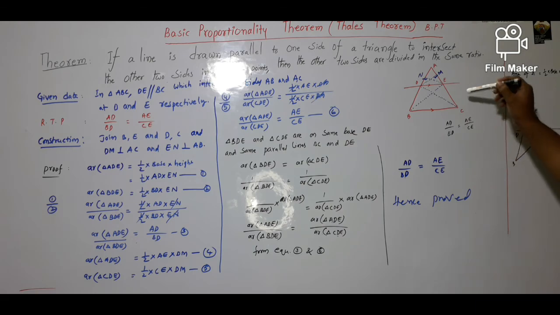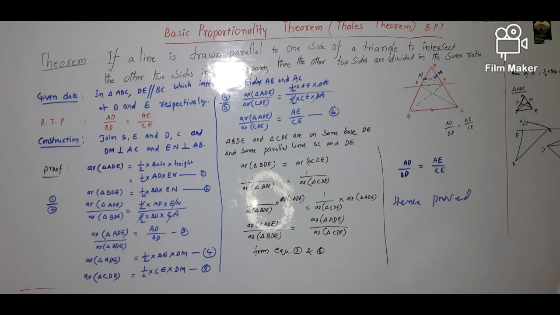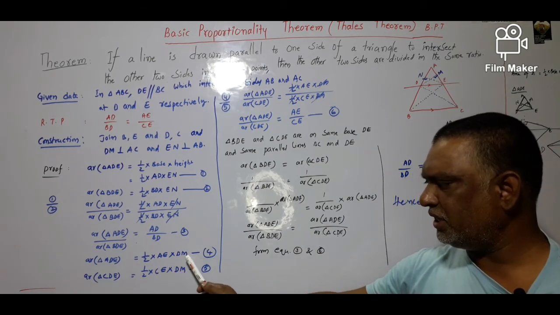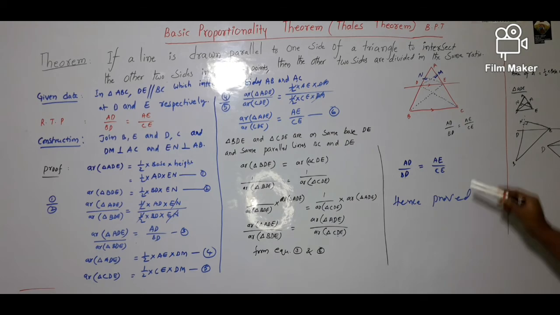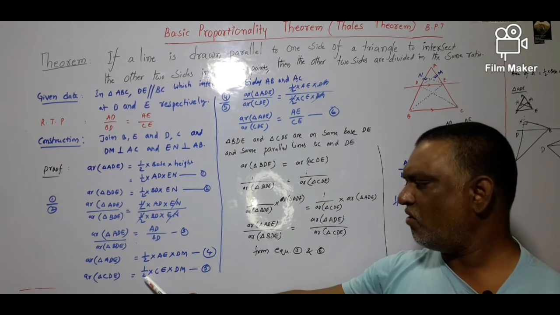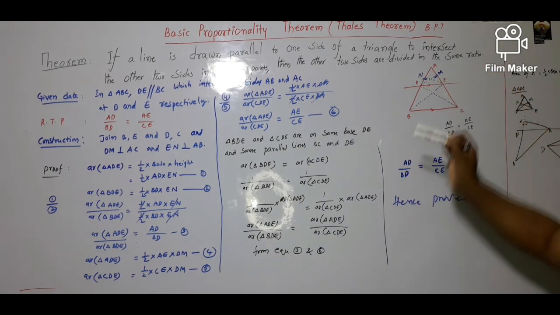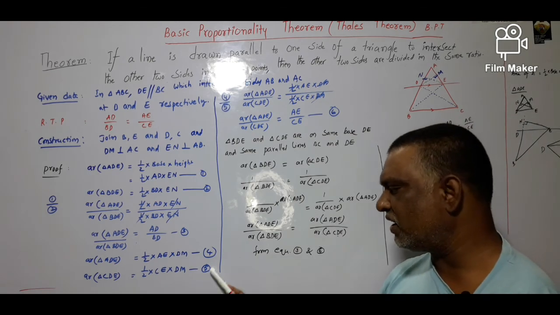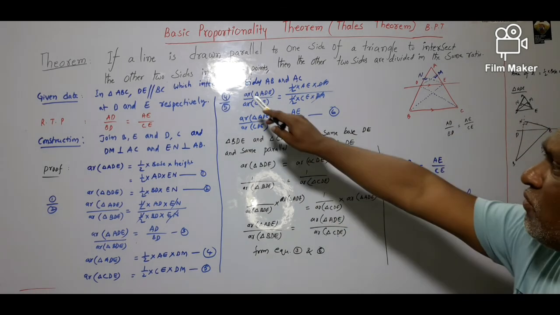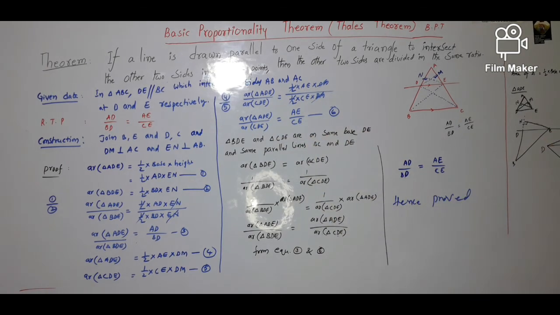Now take the area of triangle ADE: base is AE, perpendicular height DM, so half into AE into DM. This is equation number 4. Now find the area of triangle CDE, which is half into CE as the base, perpendicular height the same, DM. This is equation number 5. Do 4 by 5. We get AE by CE. This is equation number 6.